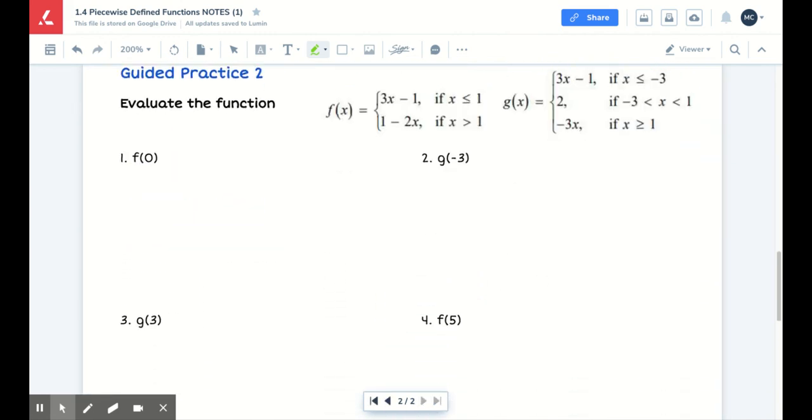Alrighty, on the next page on your notes there are some guided practice problems. So this would be another place where you need to pause the video and then come back and see how you did.